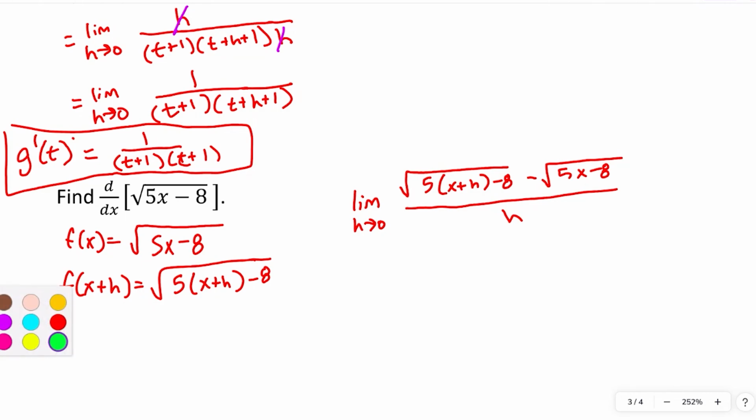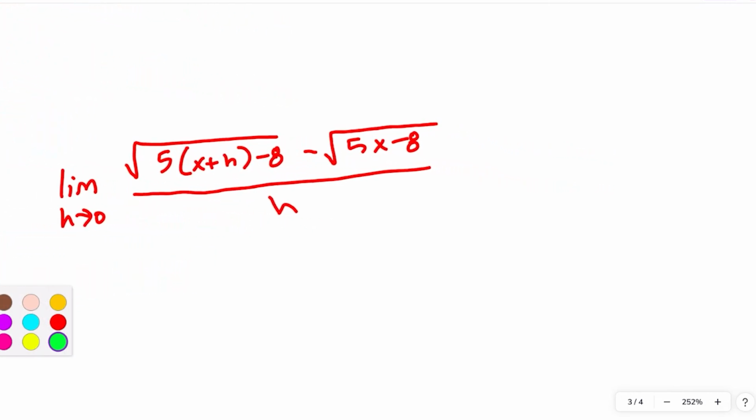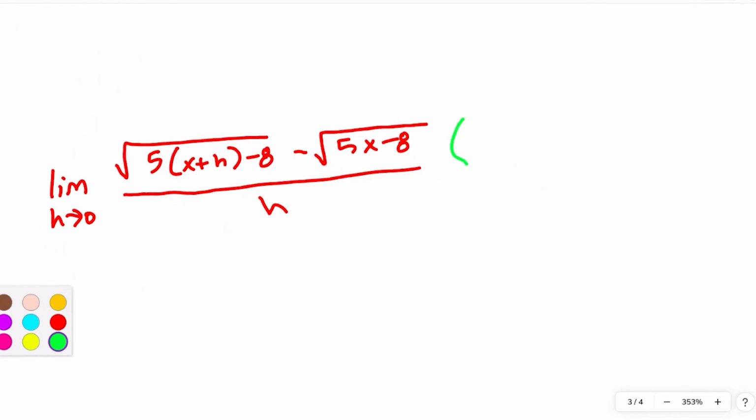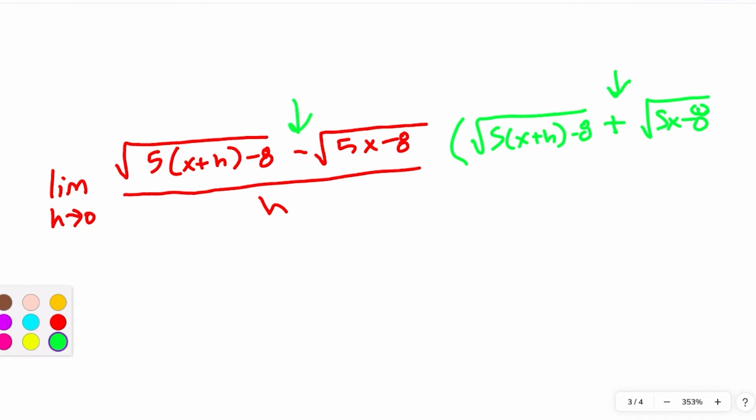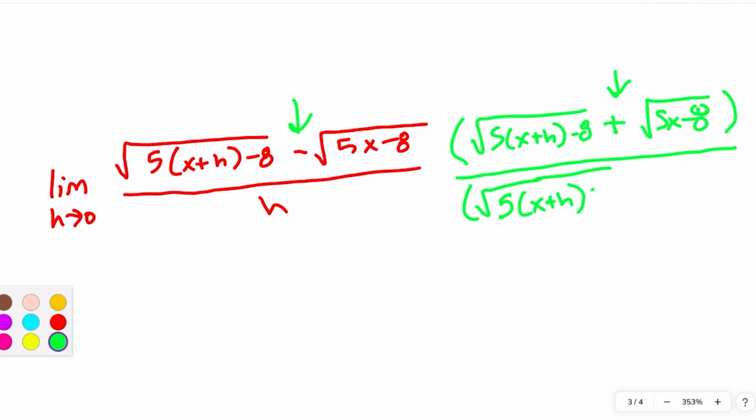So here we go. I'm going to multiply both the numerator and the denominator by the square root of 5 times x plus h minus 8 plus the square root of 5x minus 8. Make sure you're switching this sign. That's what makes it the conjugate, that one's plus, one's minus here. We're also going to multiply the denominator by that, but just like the last problem, we're not going to actually multiply that denominator out because we're going to hope that that h cancels and we can use direct substitution.